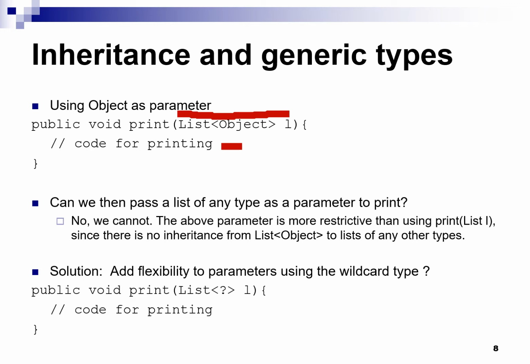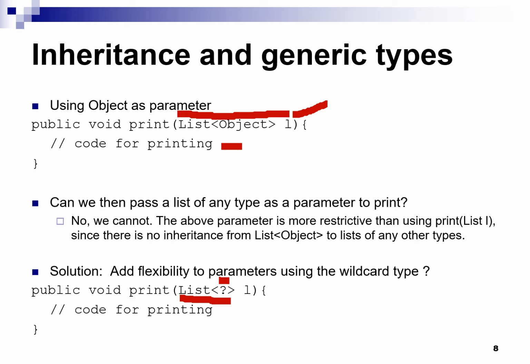If I declare a list of a string, I cannot pass it as parameter here, because remember, a list of a string is not compatible with a list of object, and therefore I cannot really do the method invocation. I will get a compile error. So what can you do if I want here to have any type of list of string, list of integer, list of whatever? I cannot put object, but I can put what is called a wildcard type, which is the question mark.